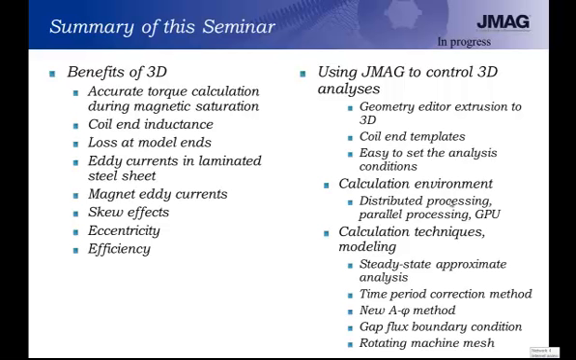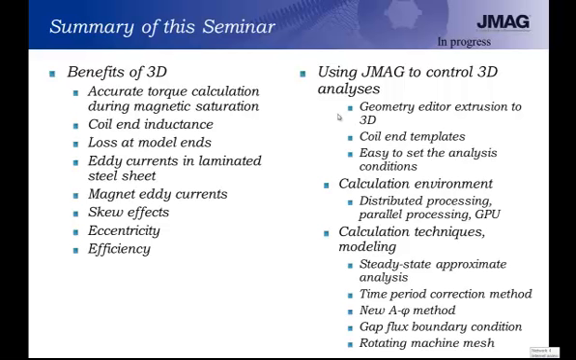So the summary of this seminar. Benefits of 3D are accurate torque calculation during magnetic saturation, accurate estimation of coil end inductance, the inclusion of losses at the model ends, the ability to model eddy currents in laminated sheet steels, the ability to look at the magnetic eddy currents in permanent magnets based on the number of magnet divisions, to be able to include skew effects, eccentricity, and to more accurately capture efficiency.